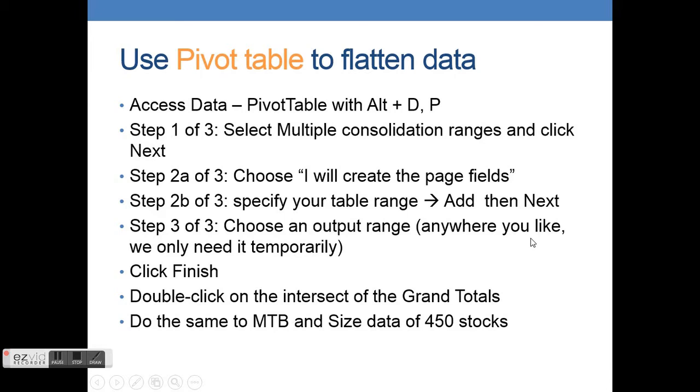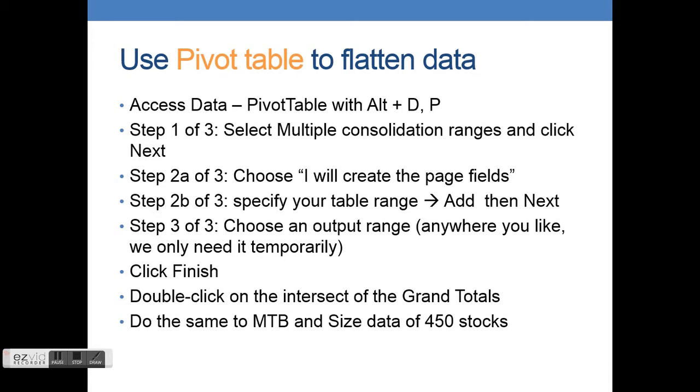To flatten your data, you will need to use the PivotTable and PivotChart Wizard. I would like to stress that this wizard is actually different from the PivotTable tool that you would see under the Insert tab. It is actually hidden from the ribbon, and you will need to call it up using the shortcut Alt+D, P. So you will press Alt+D together, then press P. Alt+D, release the key, then press P.